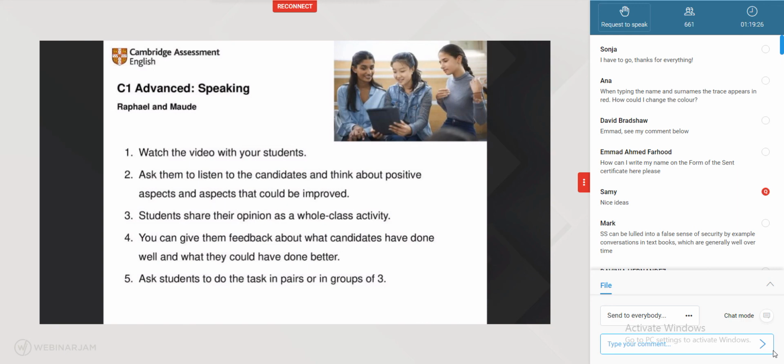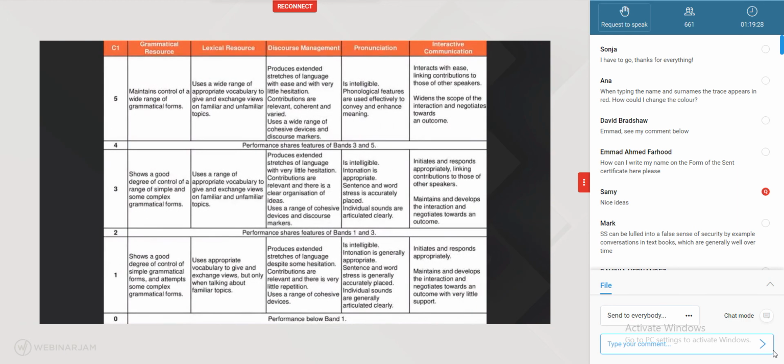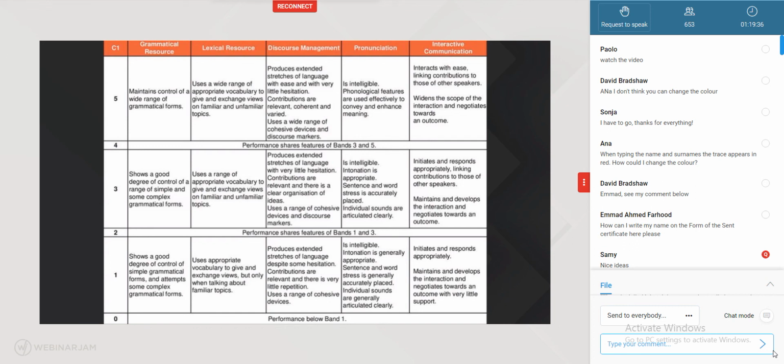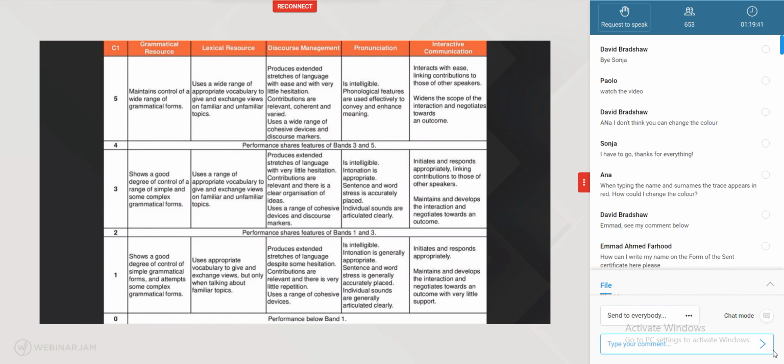Shall we watch it, Victoria? Here is the criteria. We'd like you to focus for this on interactive communication, on the right-hand side, and choose one of the 2 candidates and give them a grade from 0 to 5. Okay, we'll see you in a couple of minutes.